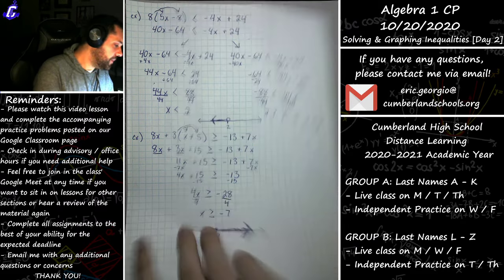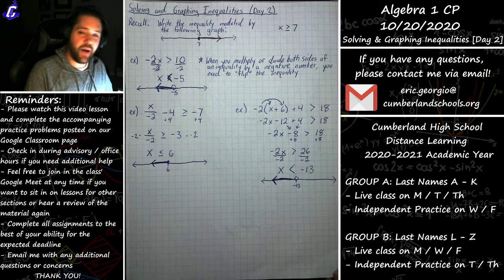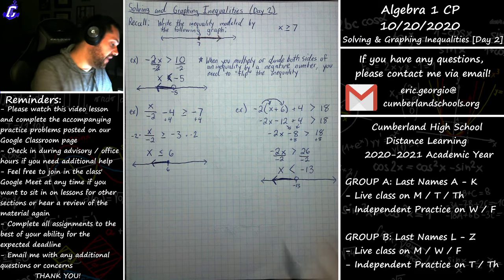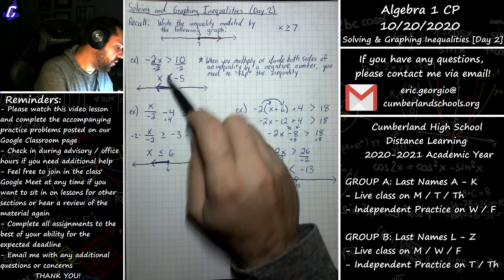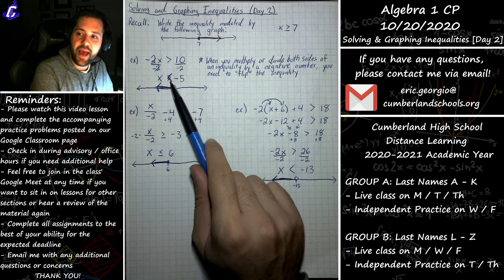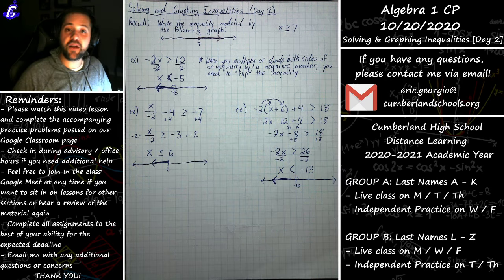All right, so just a quick little recap. When we're solving these types of inequalities, it's really the same exact steps that we do for solving equations. But there is one little twist. That twist is the fact that when we multiply or divide both sides of an inequality by a negative number, we have to flip the inequality to make sure that the statement remains true.